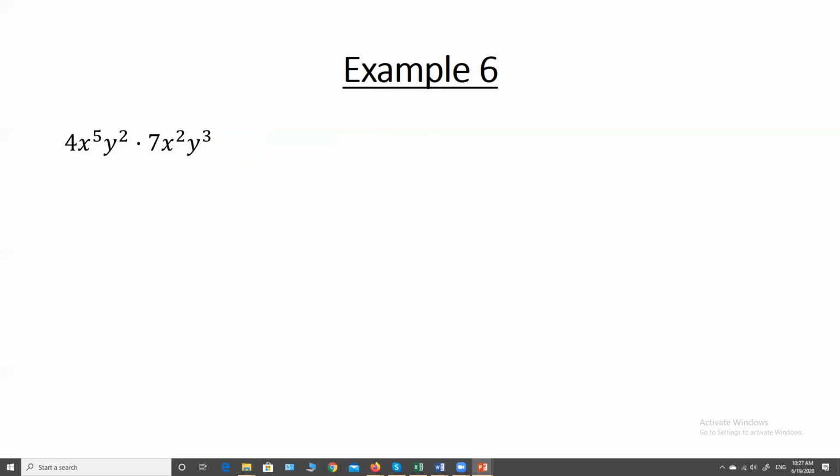Example 6, 4x to the 5th y squared times 7x squared y cubed. What will help you with this example is to remember that even though you only see just one multiplication sign, really everything is multiplied, right? It's 4 that's multiplied by x to the 5th, that's multiplied by y squared, that's multiplied by x squared, multiplied by y cubed. And because everything here is multiplication, and in multiplication, order doesn't matter, right?